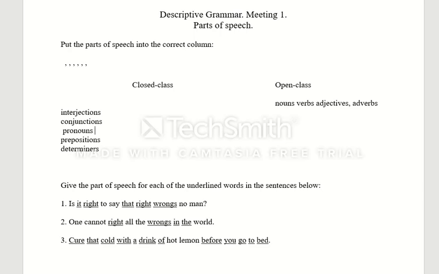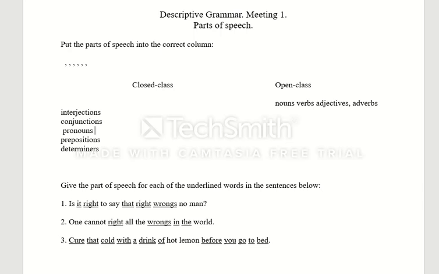It says here, give the part of speech for each of the underlined words in the sentences below. So if we look at these sentences, we have number one, is it right to say that right wrongs no man? Okay, which is a slightly odd sentence. As you can see, it's a question. That doesn't make any difference to our analysis of it at this stage. So the first word that's underlined is the word it. The word it you should recognize straight away as a pronoun. Okay, so that shouldn't be a problem.